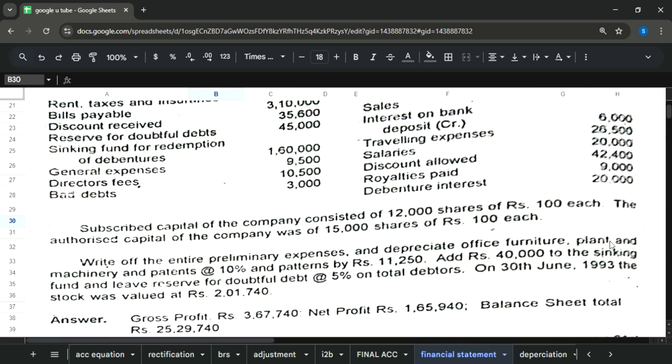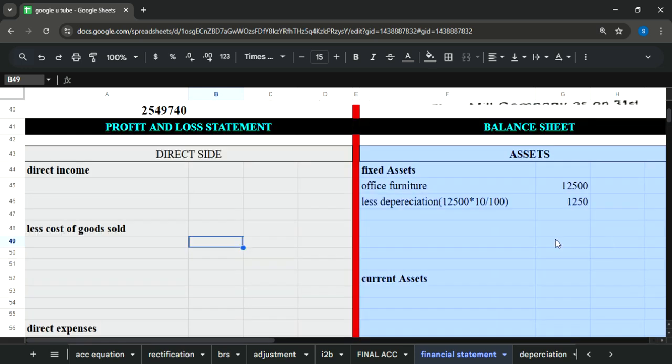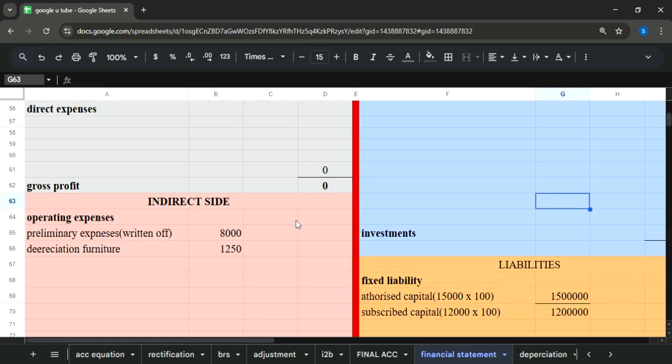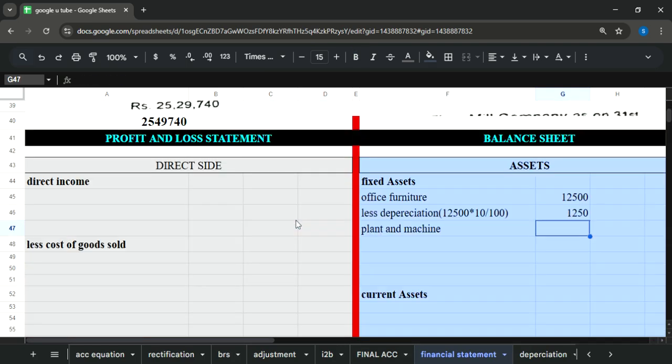Now depreciation of plant and machinery. In the same manner, we will come over here, we'll mention plant and machinery. Let's see how much the amount is. Yes, we have got the plant and machinery, that is 4 lakh. Mention it over here. And you know, the rate of depreciation is similar for all assets.